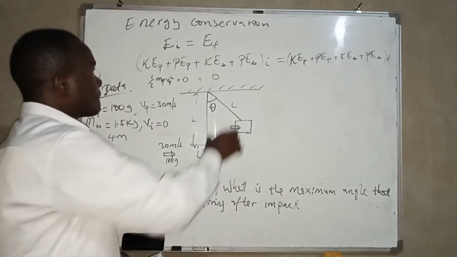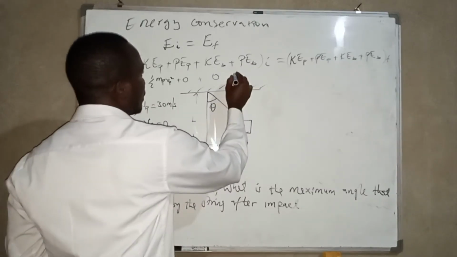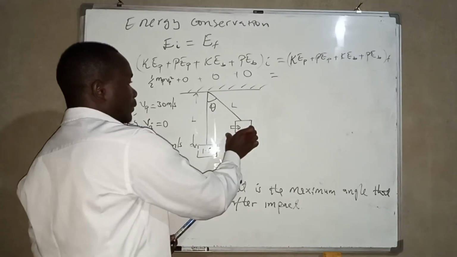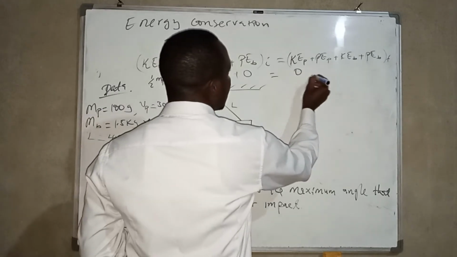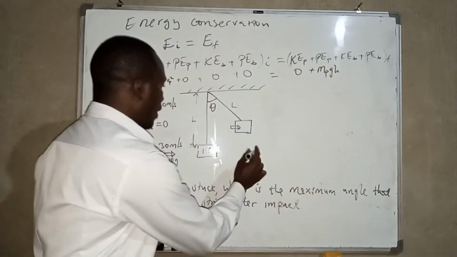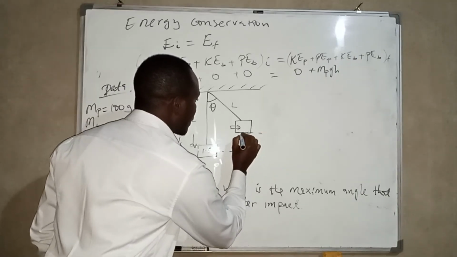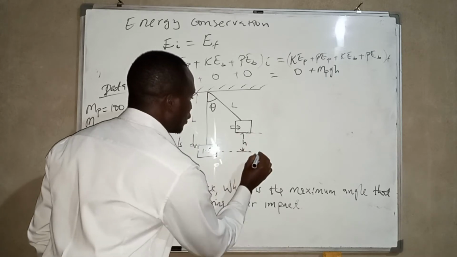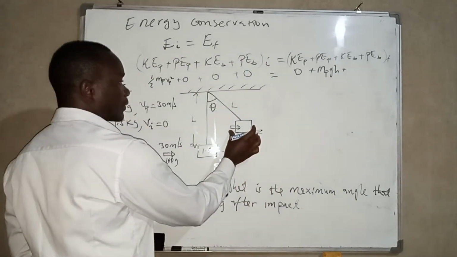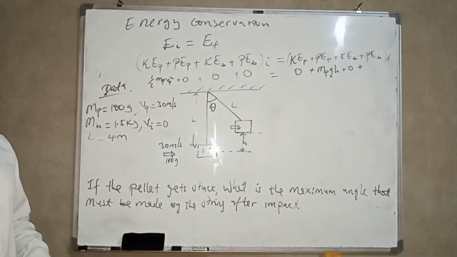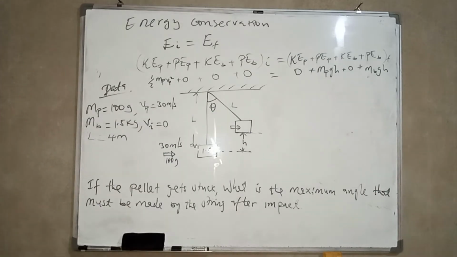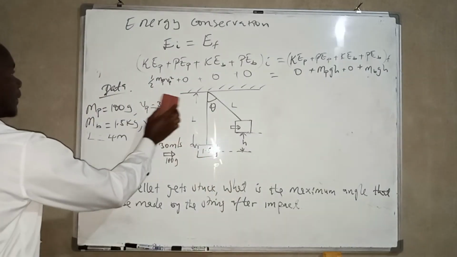Then the initial potential energy of the block is also 0, which must give us the final energy when it gets to this point. It will be 0 plus the potential energy of the pellet, m_p g h. It is going to have some energy here when it ascends to this height. And then for the kinetic energy at this point, it will be 0 plus the potential energy of the block also, m_b g h. So this is the equation.